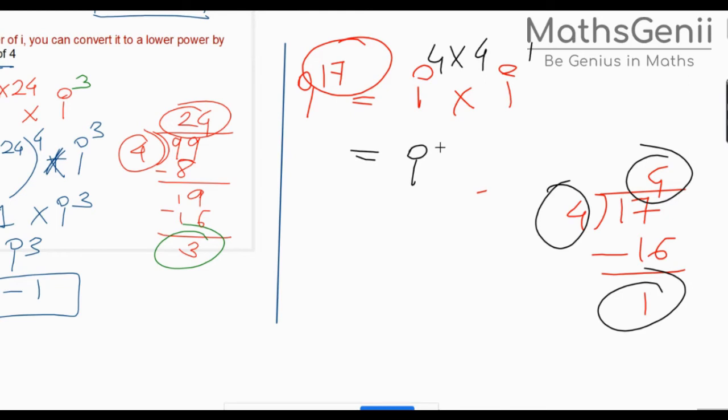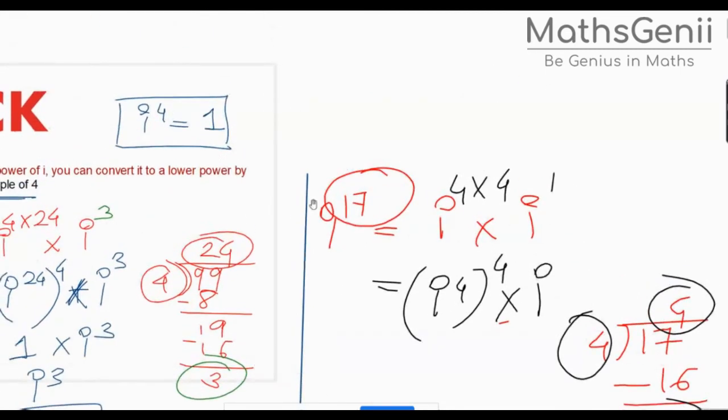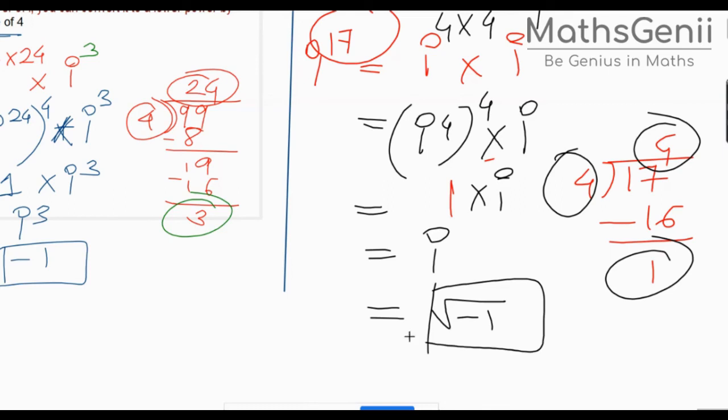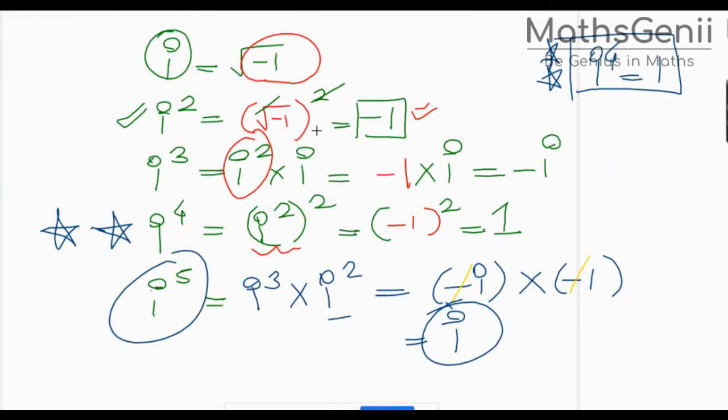Can I write (i^4)^4 into i? i raised to 1 is i only. What is i raised to 4 value? Pure 1, into i. 1 into i is i. What is the value of i? It is root of minus 1, or you can simply keep it as i. I is root minus 1, right?